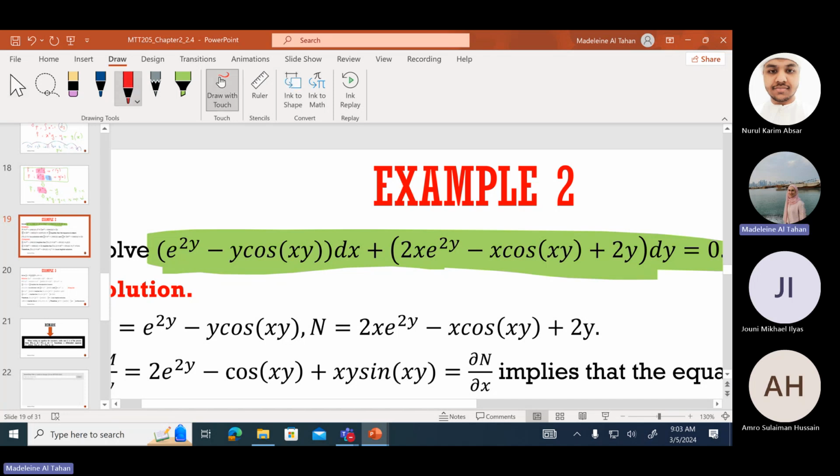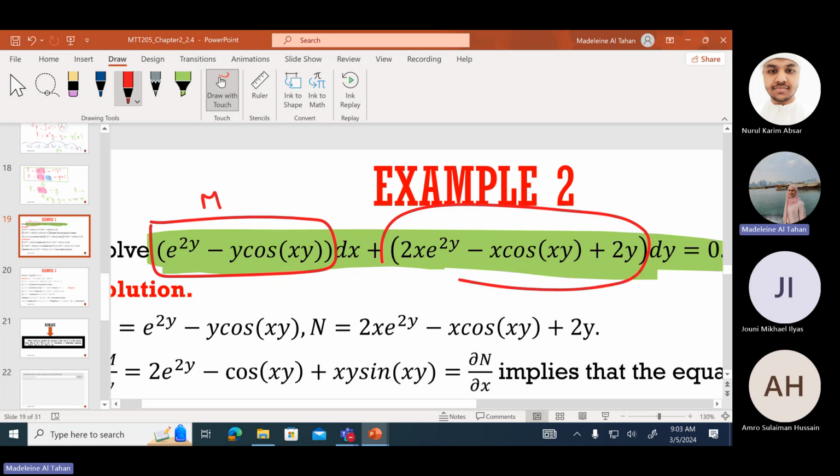What's our M? Equal to e power 2y minus y cosine xy. Exactly, this is our M. And what's our N? 2x e power 2y equal to 1 minus x cosine xy. Now for M, Ahmad, what do we need to find? M_y. And Sultan, for N, what should we find? N_x. And to be exact, Abu Zaid, they should be equal to each other. So let's find M_y and N_x.